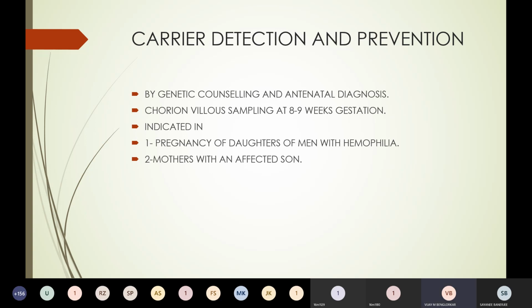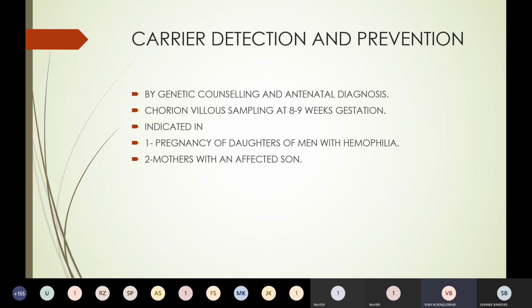So who are the indicated persons? Pregnancy of daughters of men with hemophilia. So if an affected male has a daughter and the daughter gets married and becomes pregnant, these are the persons who are required to be subjected to this procedure.